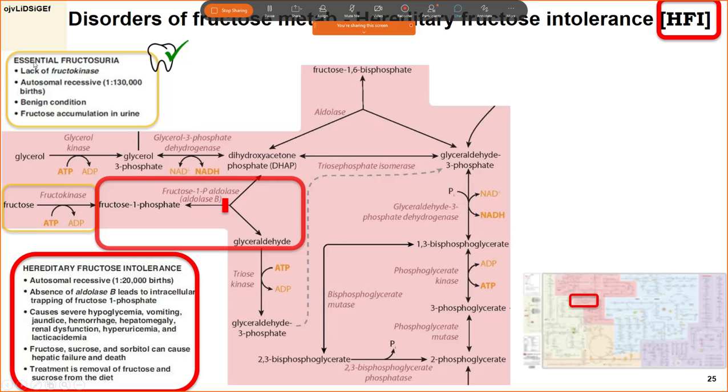And then the last one, essential fructosuria, is a deficiency in fructokinase. It's very rare. Once you're at less than 1 in 100,000, I think of those as quite rare. Autosomal recessive, and it's a benign condition. But you can have fructose accumulation in the urine, which might come up in a second.